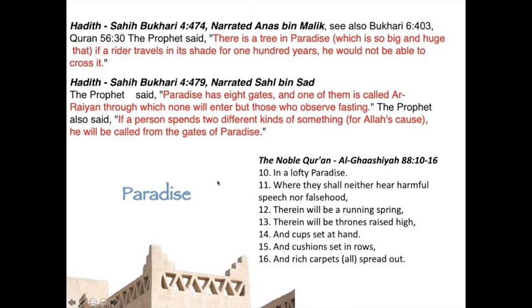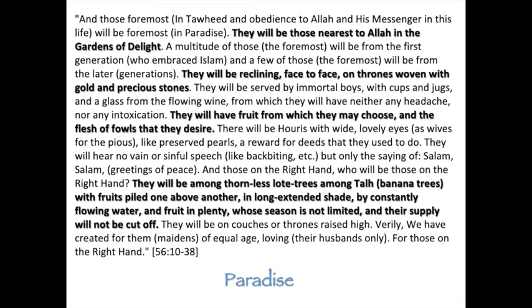And then if we turn to the Quran, there's references to paradise. A lofty paradise, where there's a running spring and thrones raised high. The most direct and extended description of paradise in the Quran comes in Surah 56, where paradise is described as those nearest to Allah in the gardens of delight, who are reclining face to face on thrones woven with gold and precious stones. They will have fruit from which they may choose, and the flesh of fowls they desire.